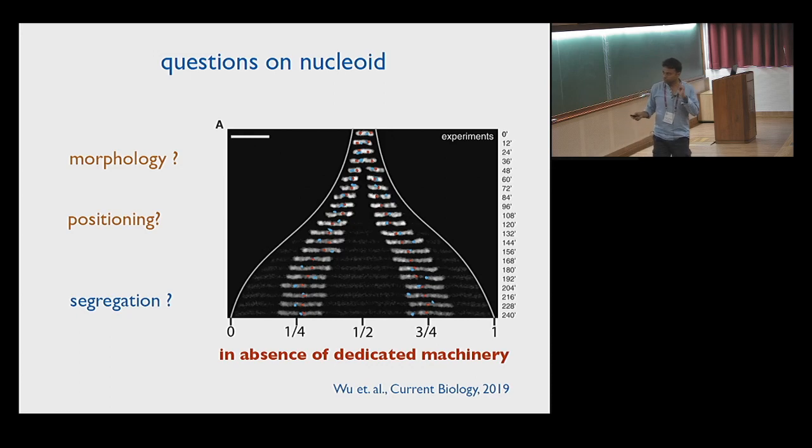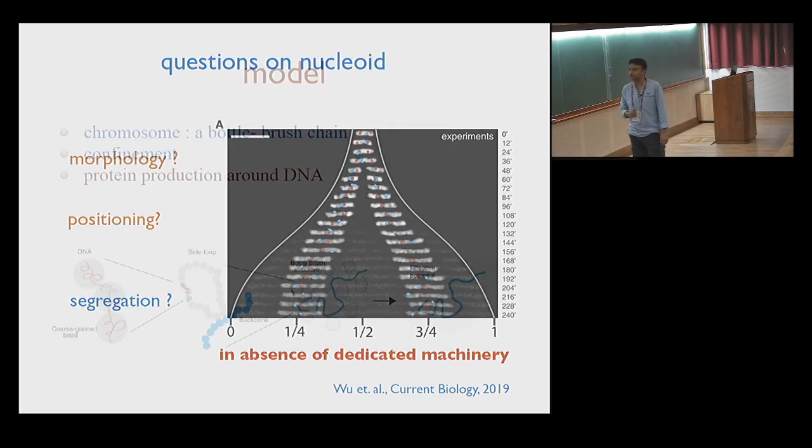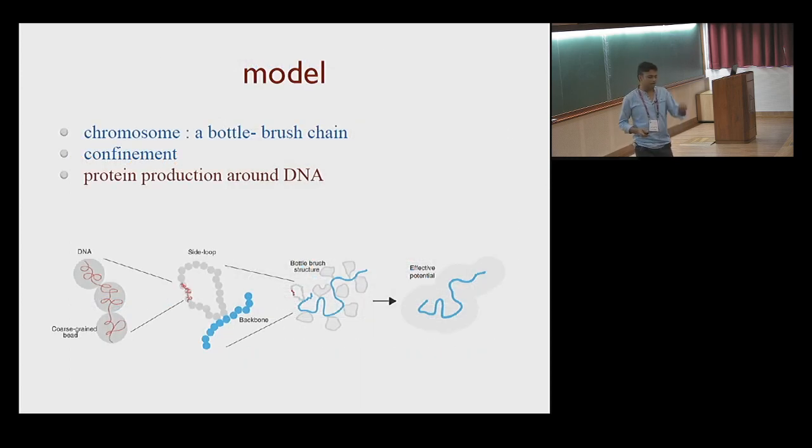So the question one is interested in, for a specific bacterium called E. coli, is that nobody could figure out a dedicated segregation machinery in E. coli. And in the absence of such a machinery, how is such a nice segregation achieved in E. coli? That was the question, and we try to respond to that question.